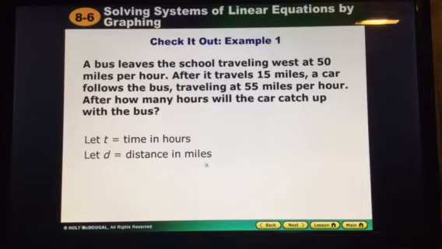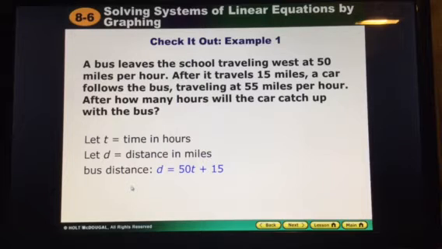So at their speed, which is 50, if we multiply that times the time, for example, if it was 2 hours and they went 50 miles per hour, they would actually travel 100 miles. But they've also traveled this 15 here. So their equation is going to be distance equals 50 miles per hour times the time that they traveled plus 15. We're trying to find out the time where they meet.